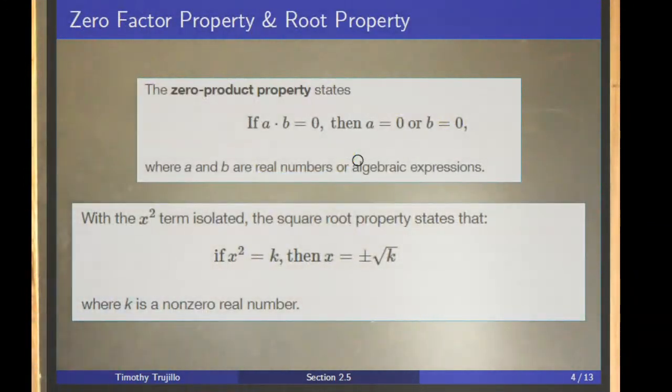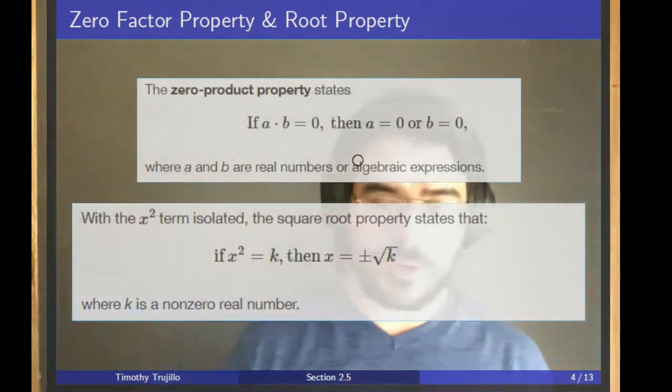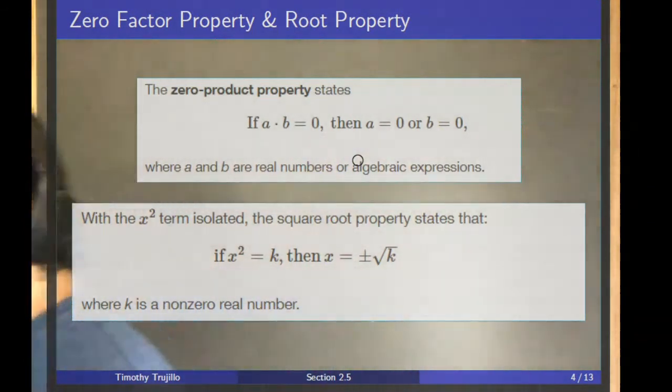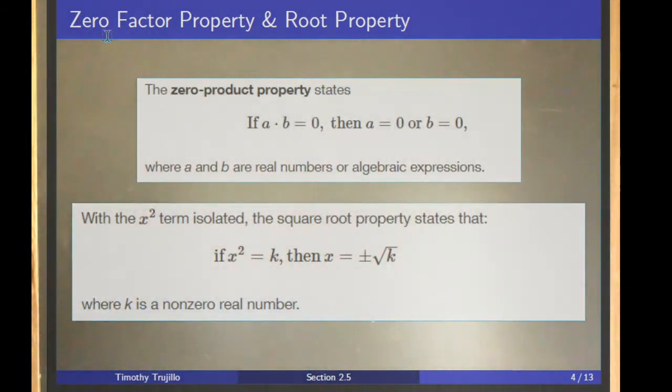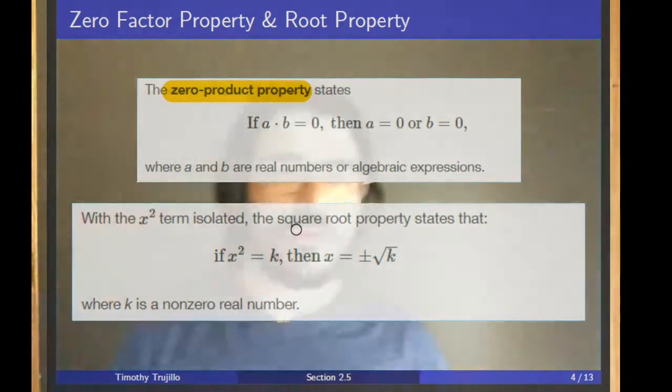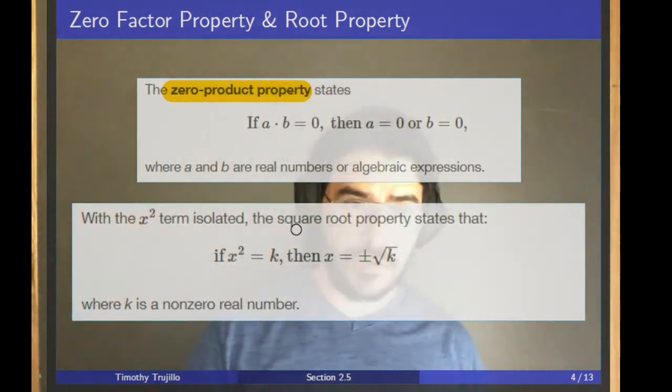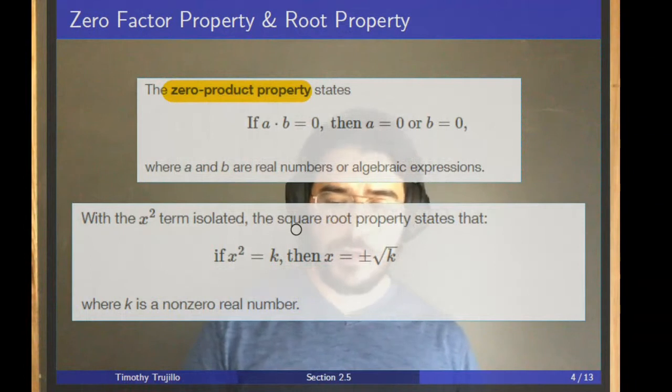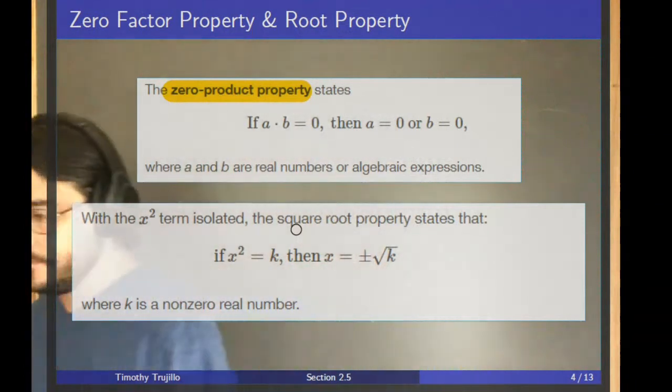Okay, so what are the two properties that we need? The two things that we need in order to complete the square, and to use the quadratic formula and factoring to solve quadratic equations, are the zero factor property and what we call the root property. So this one here in the first box is what we'll call the zero product property. And this one down here, it's not labeled, but it's called the square root property or the root property. These are the two things that we need to know back from chapter 1, which was the review chapter, in order to do the stuff that we're talking about today.